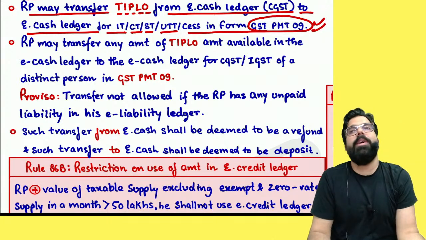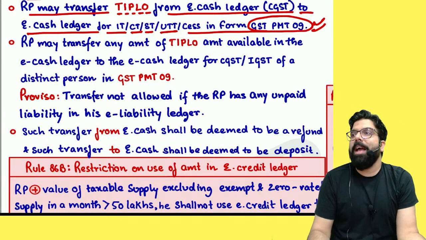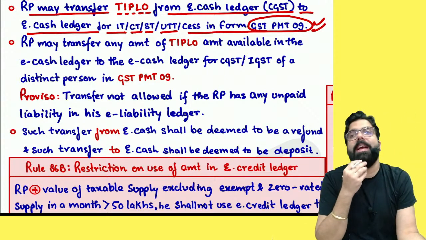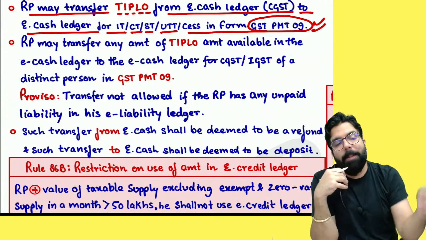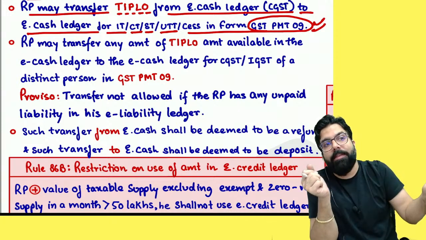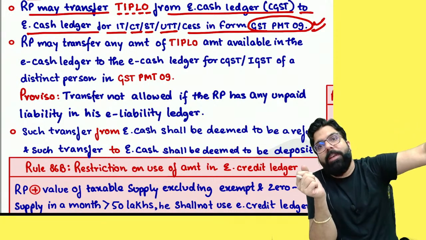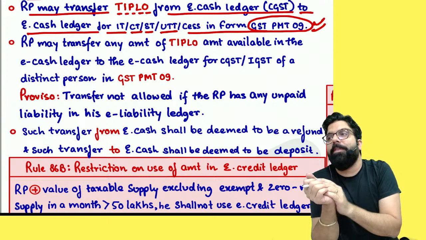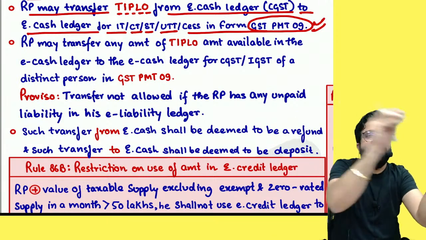Okay, now tell me one thing. I have one distinct person. I have 1 lakh rupees lying in my e-cash ledger. My distinct person, meaning under my PAN only, separate registration, told me, "Sir Ramesh, can you transfer from your e-cash ledger to my e-cash ledger?"